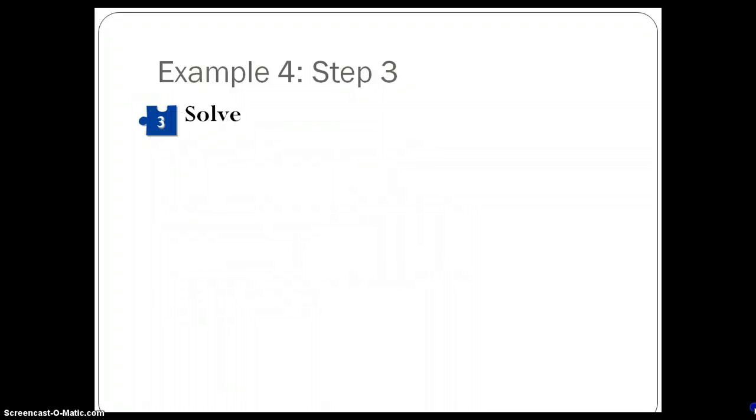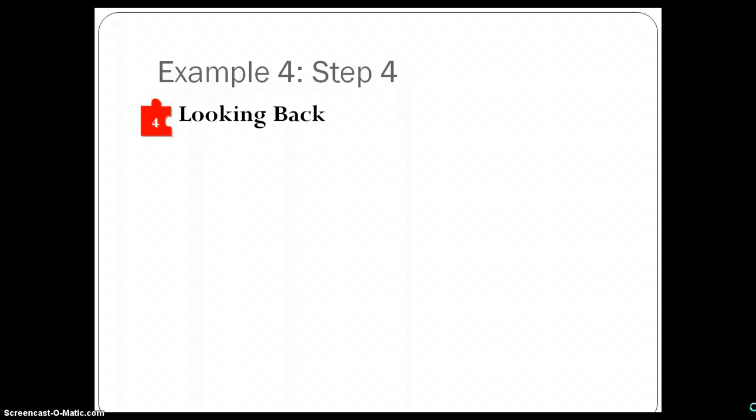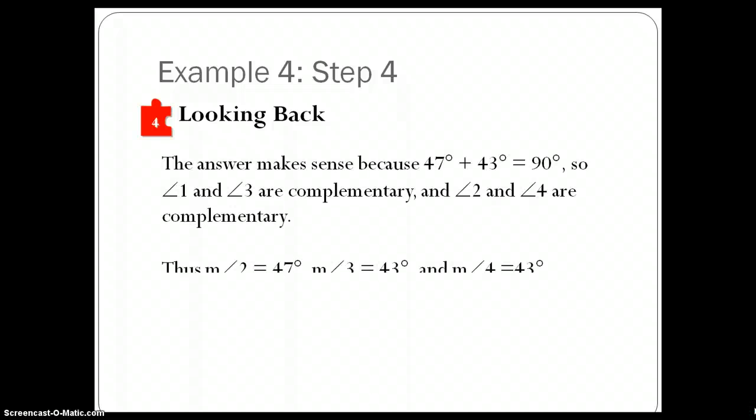Then we solve. By the transitive property, if measure of angle 1 is 47, then so is angle 2. And both angles 3 and 4 are 43 degrees. If we look back, we find the answer makes sense, because 47 and 43 equal 90 degrees, so that 1 and 3 are complementary, and 2 and 4 are also complementary.